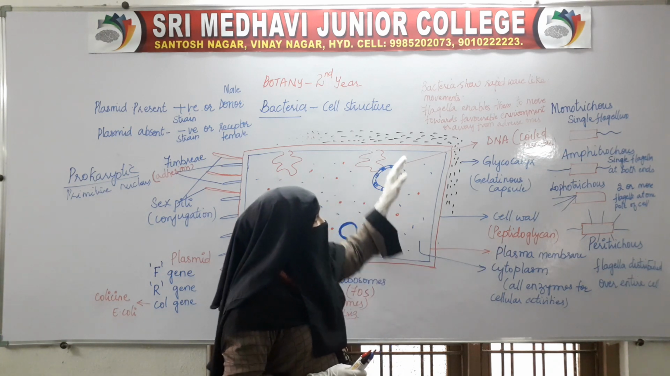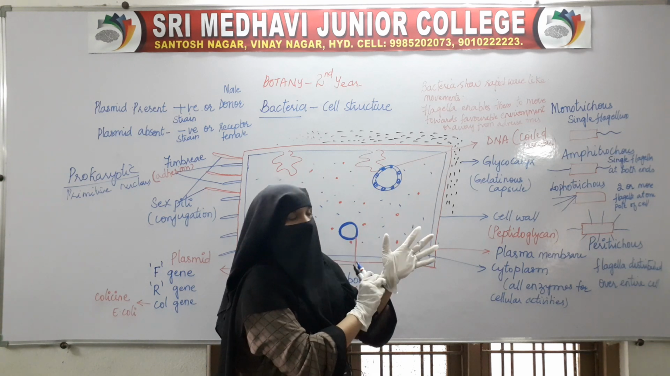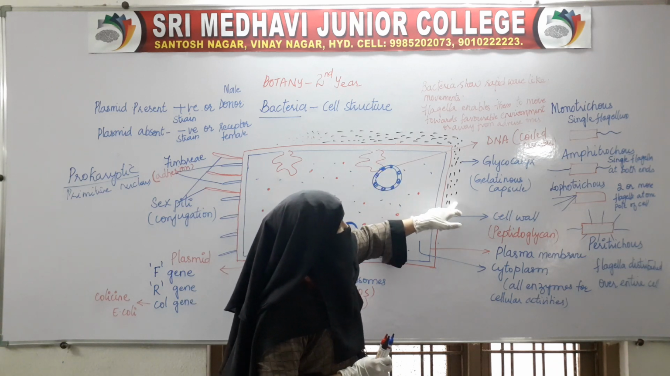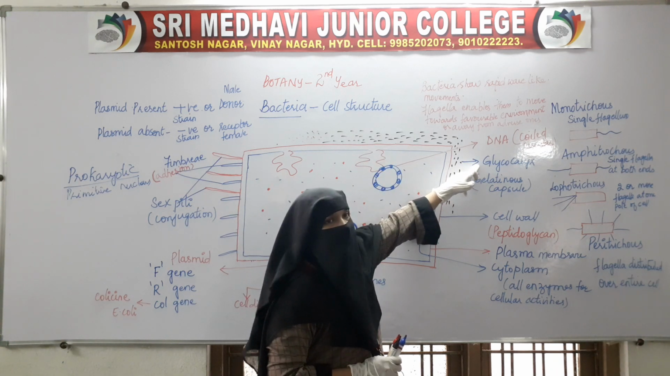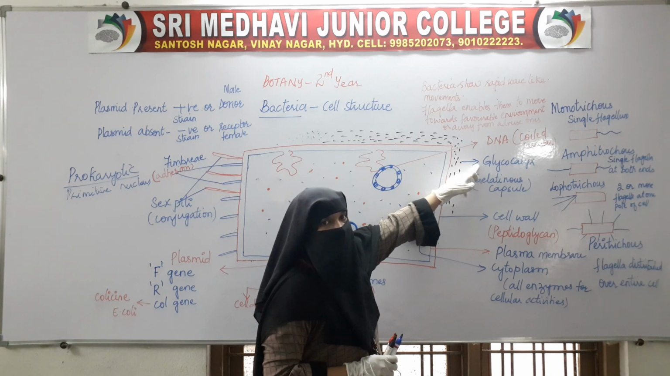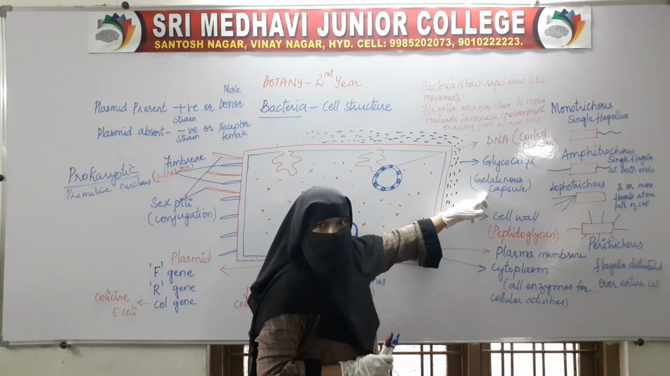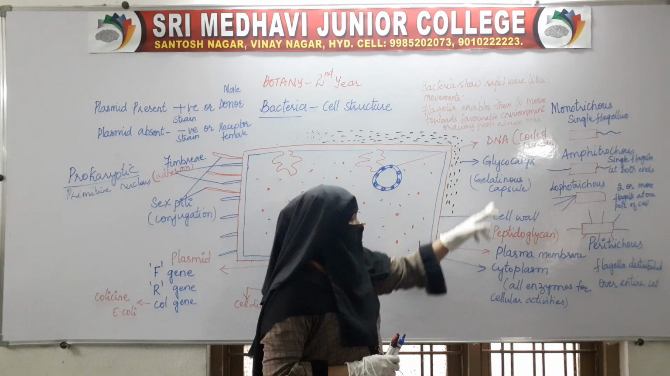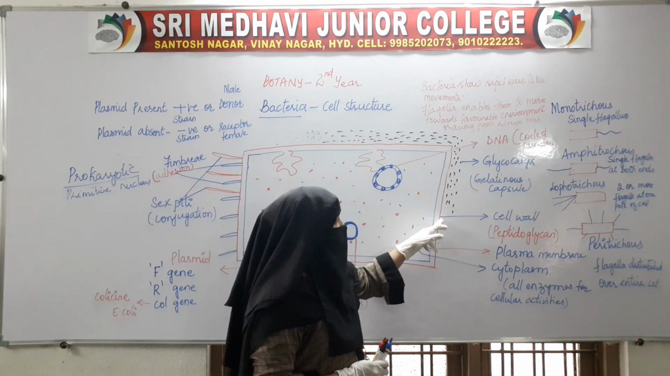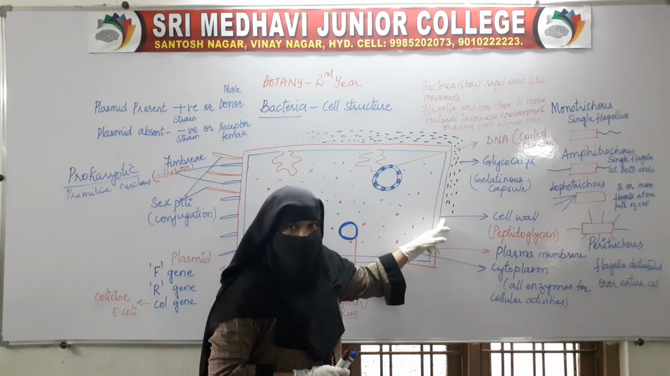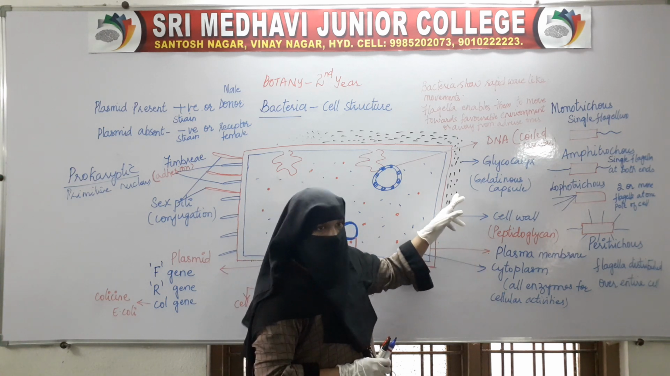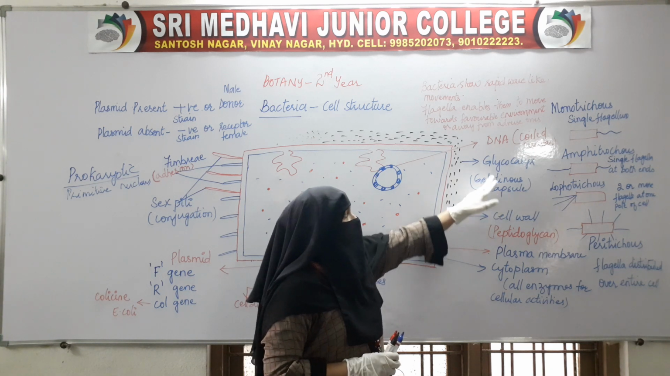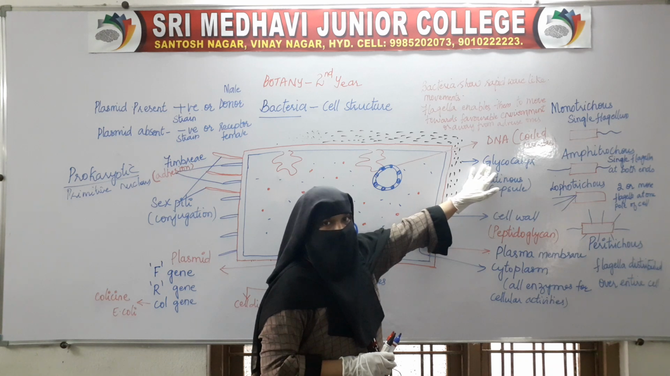Around the cell wall, in some bacteria, a gelatinous layer will be seen. This gelatinous layer is called what? It is glycocalyx, a gelatinous layer, that is, a capsule. So: plasma membrane, surrounding the plasma membrane we have the cell wall made up of peptidoglycan, and around the cell wall, in some, the gelatinous capsule will be present, which is called glycocalyx.